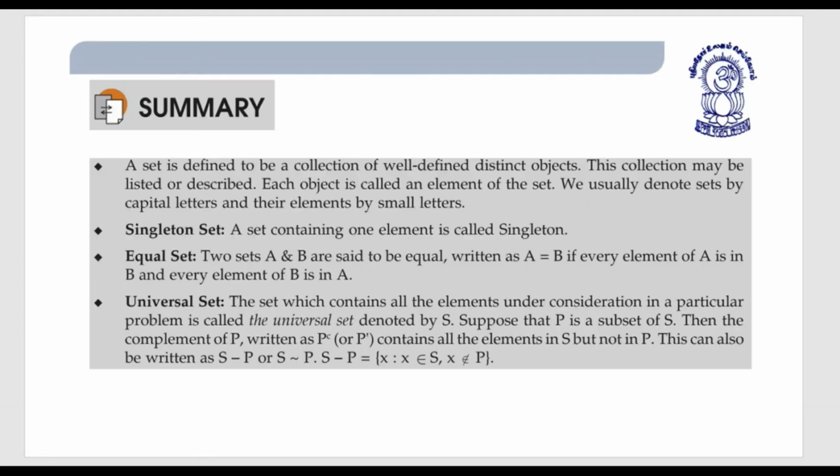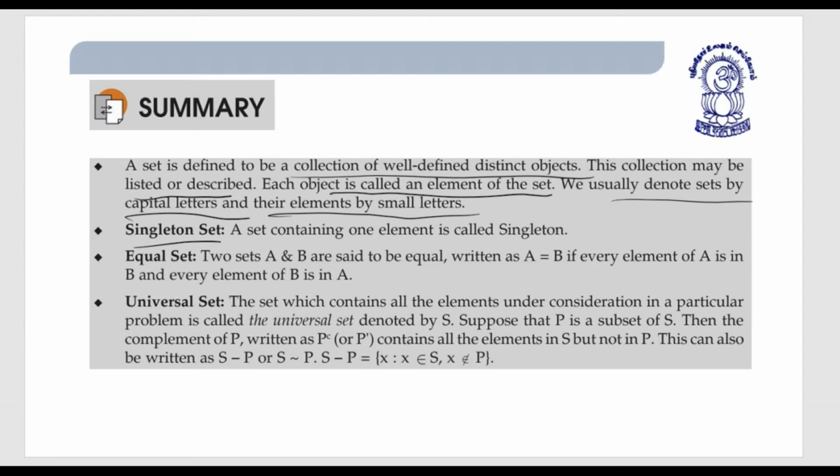Now, take a look at the summary. A set is defined to be a collection of well-defined distinct objects. This collection can be listed or described. Each object is called an element of the set. We usually denote sets by capital letters and their elements by small letters.